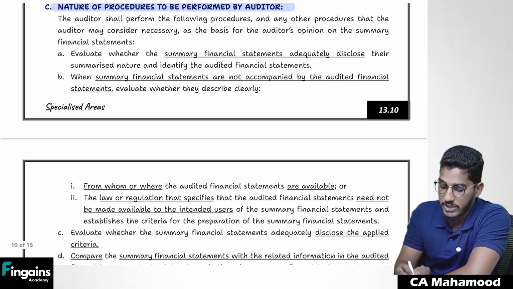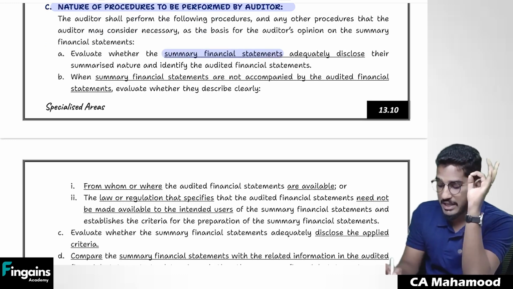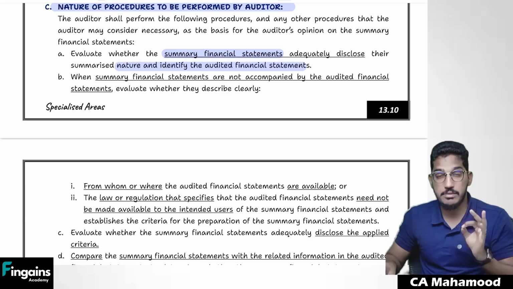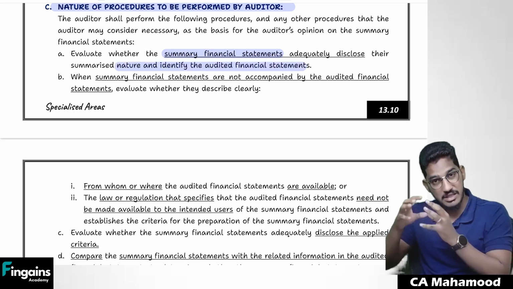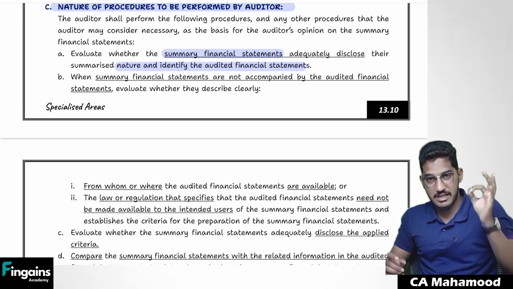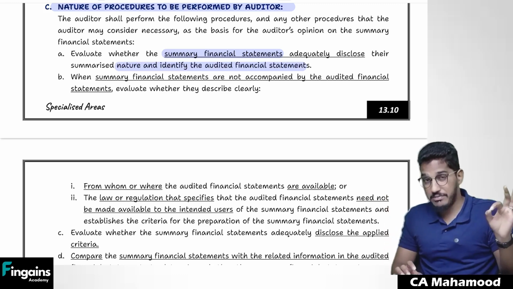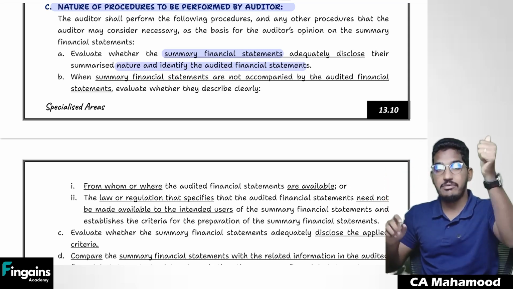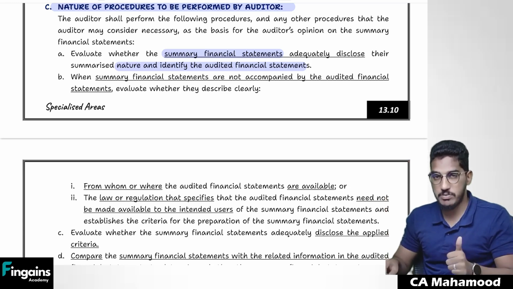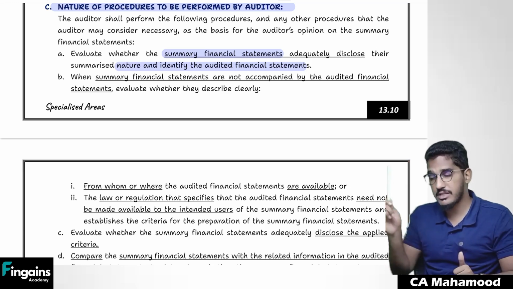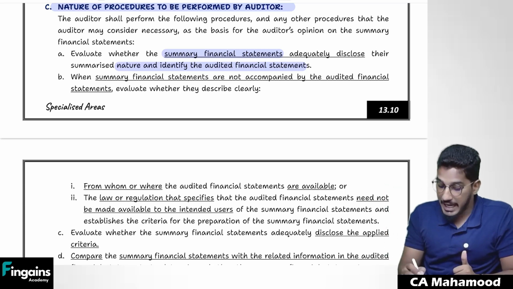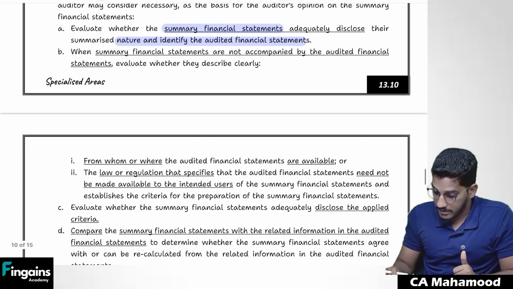Number one, first we need to check whether in the summary financial statements, they have clearly disclosed the nature and identified the audited financial statements. That means in the summary financial statements, the management should clearly explain these are summary financial statements. These are not complete financial statements. This includes only summary information, that they have to clearly explain. Who? Management. So whether management clearly explained in the summarized financial statements the nature of them or not, you need to check it.